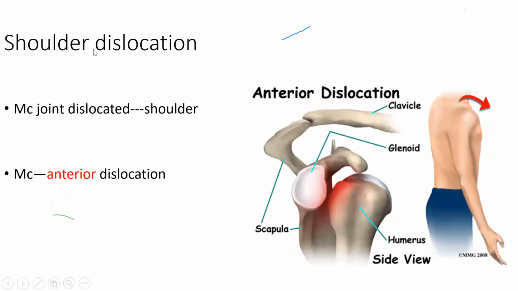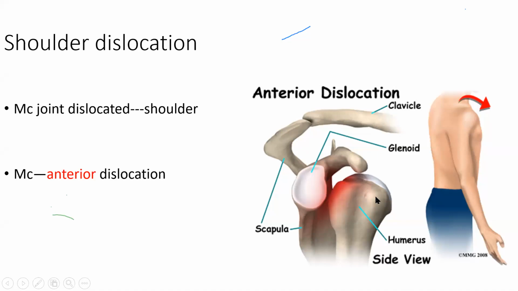So now we'll come to shoulder dislocation. The shoulder has four types of dislocation. This is your glenoid, and your humerus lies here. The shoulder can dislocate anteriorly, posteriorly, or inferiorly. Superiorly, it normally doesn't dislocate because of the clavicle and all that.